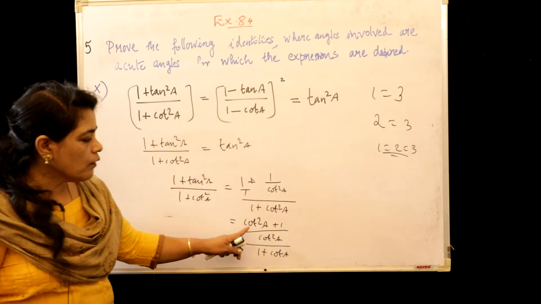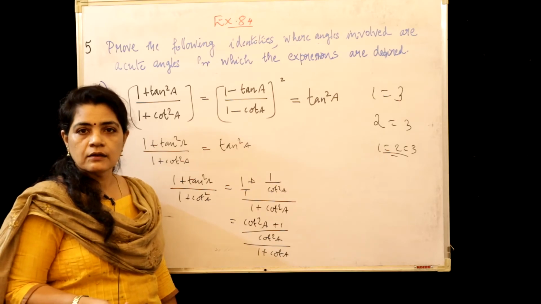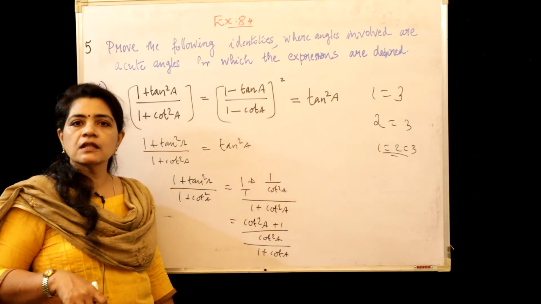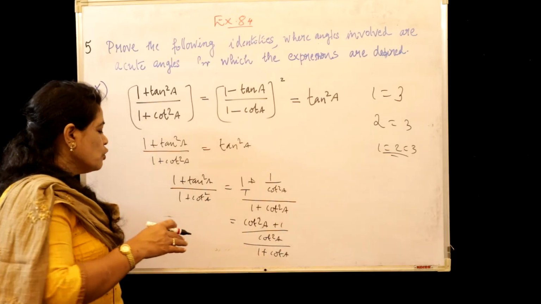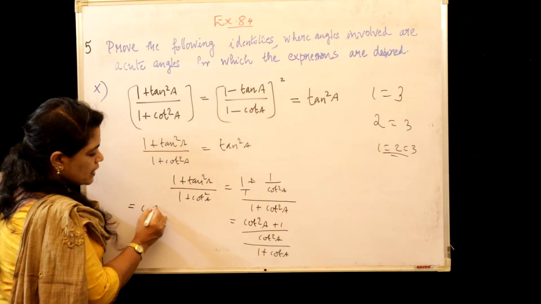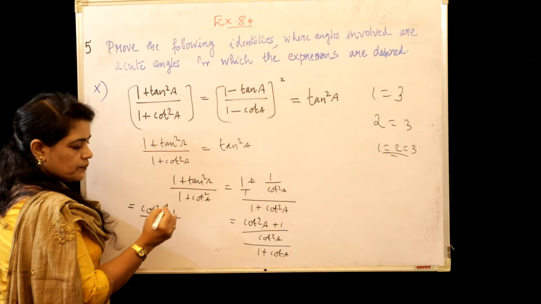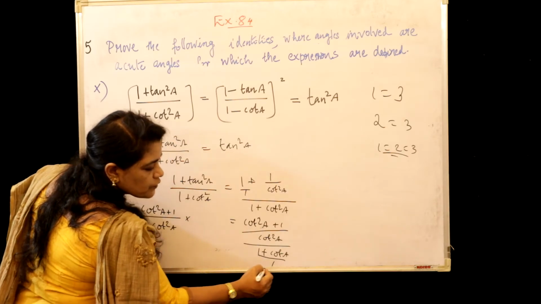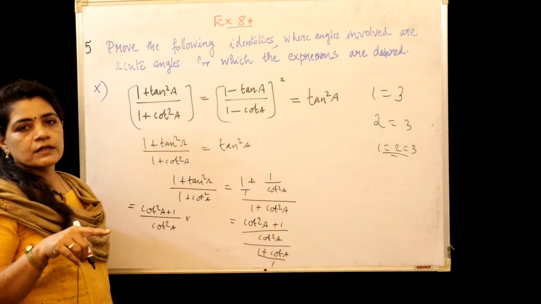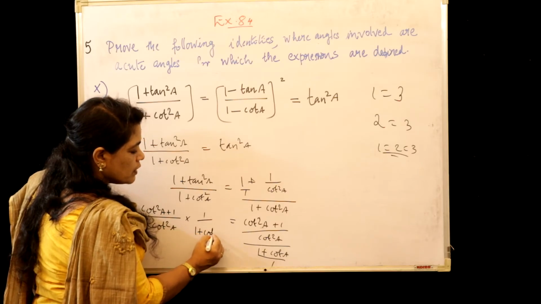See children, here we have A by B whole divided by C. C means C by 1. That means you have to take the reciprocal of the second fraction without making any change in the first fraction. That means in the numerator no change, that is you can write here cot square A plus 1 divided by cot square A, into, what is the reciprocal of this? 1 plus cot square A by 1, that is 1 by 1 plus cot square A.